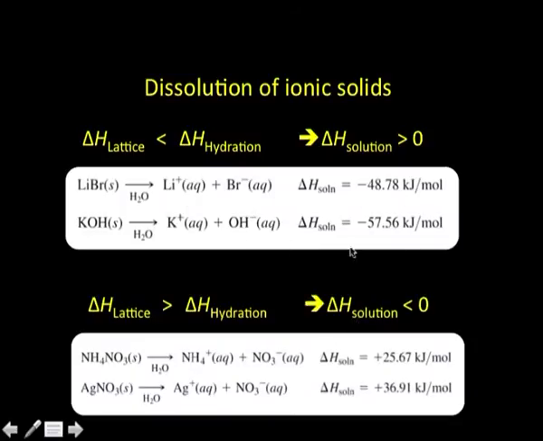The third possibility is that if delta H lattice is more than the hydration energy, then delta H solution happens to be less than 0. It is an endothermic process. The typical example I took earlier also is ammonium nitrate. This makes the solution slightly cool. Similarly, sodium nitrate also will make a slightly cool solution.